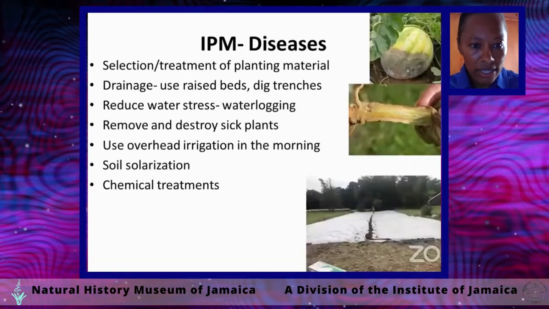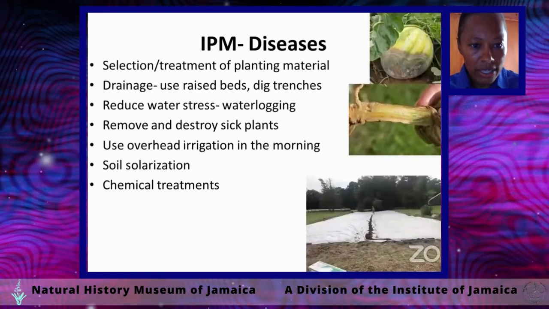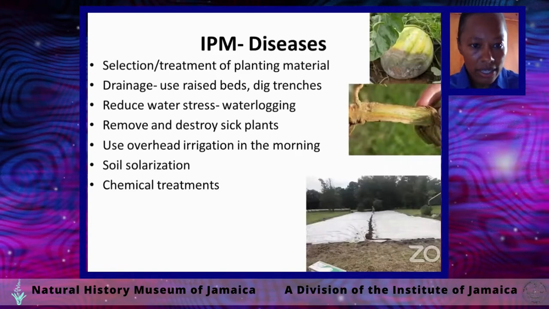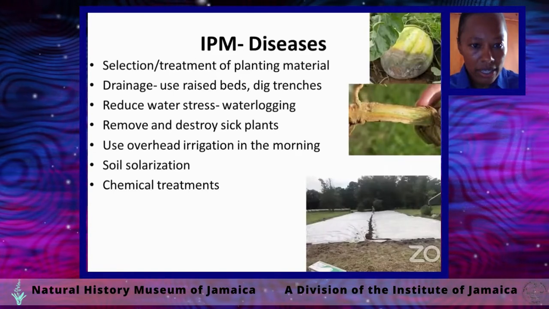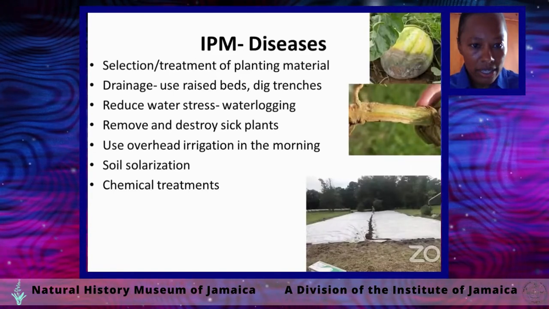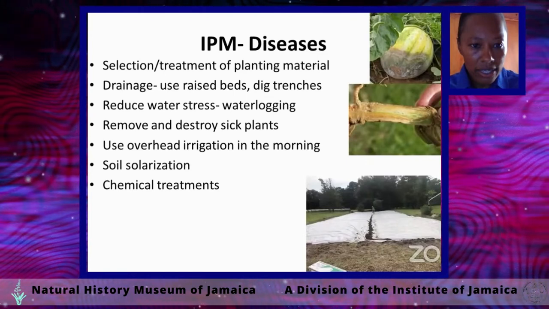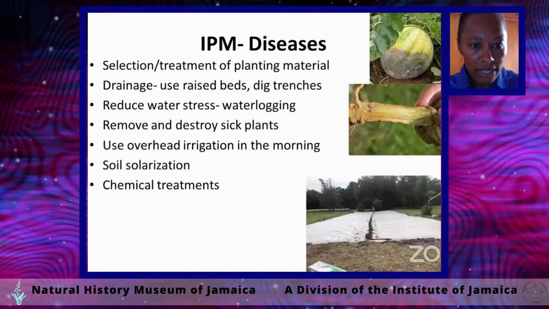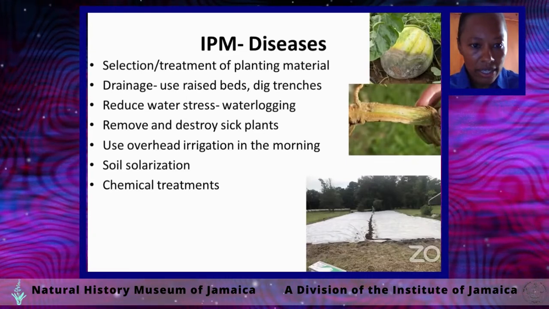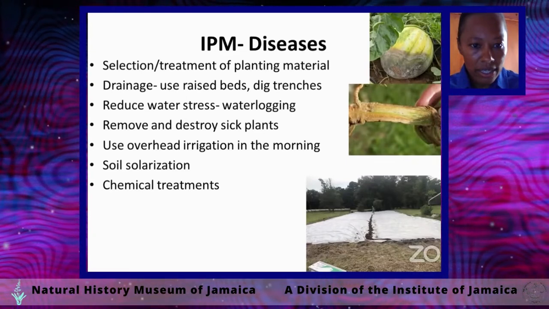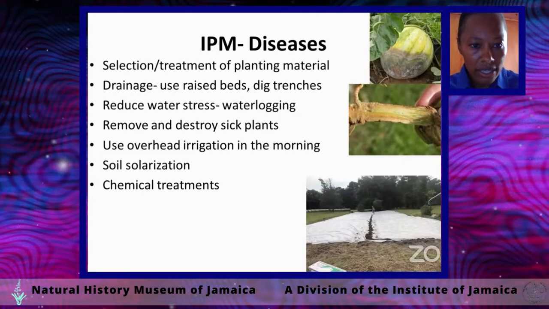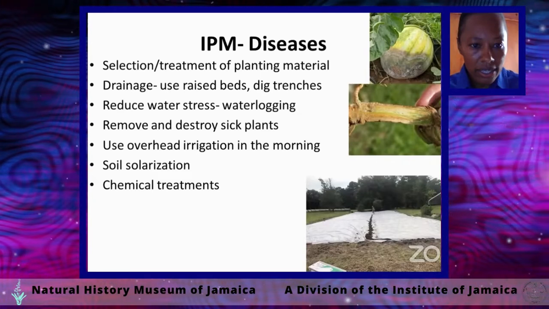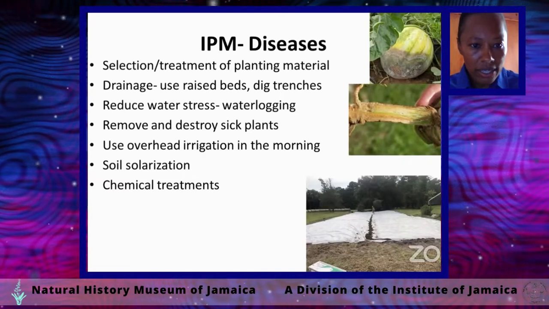Now, when you talk about managing diseases using an IPM program, we talk about selecting the planting material. By raising the beds and digging trenches, you improve the drainage, you reduce the water stress, the waterlogging condition that microorganisms like to grow and multiply in. If you remove the sick plants, destroy them.